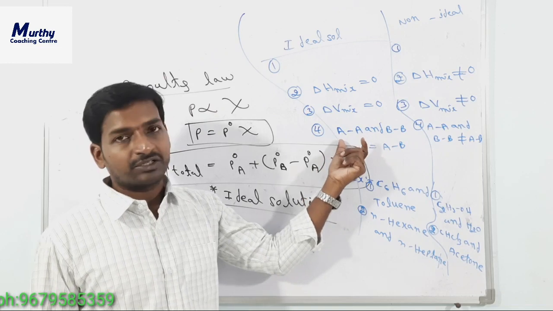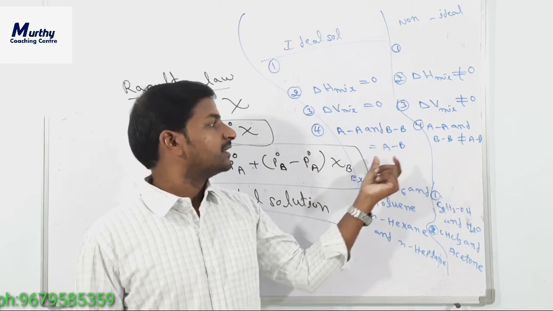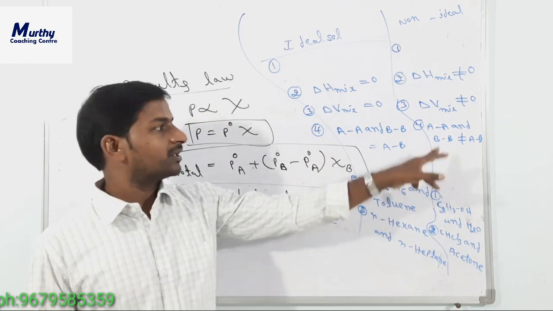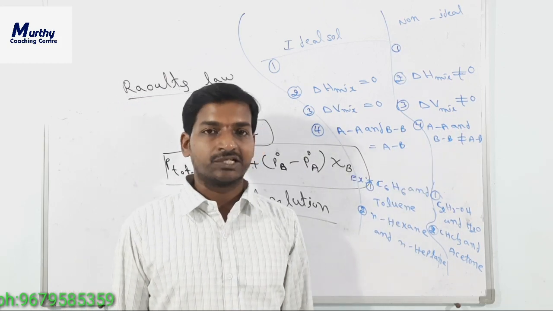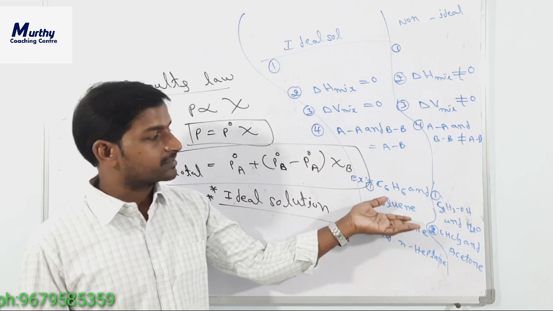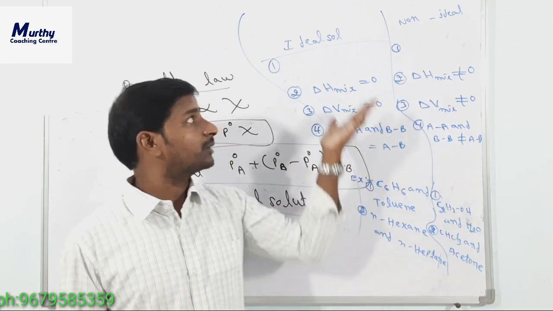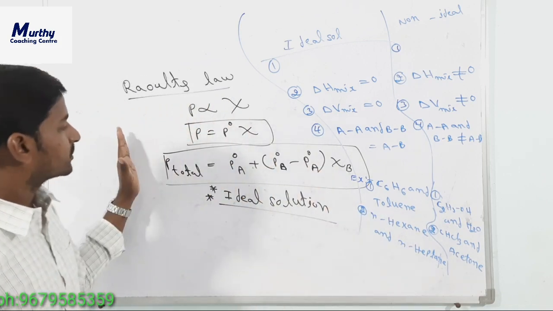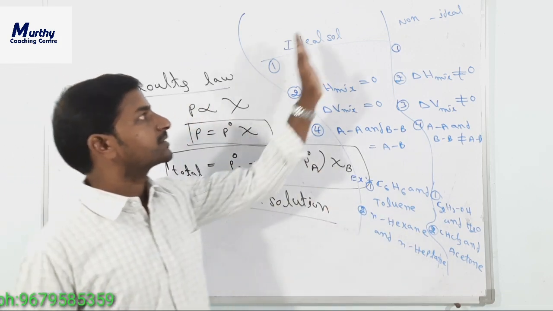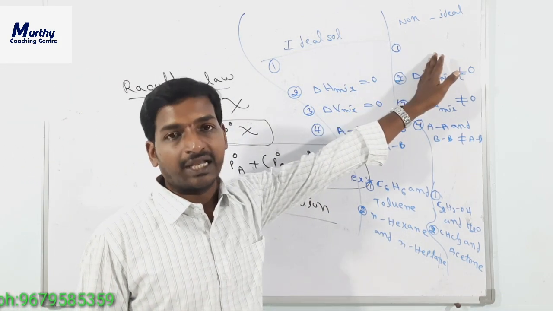Next, intermolecular forces AA and BB equal to AB is ideal. If the intermolecular forces AA and BB are not equal to AB, then we can say non-ideal solution. So remember at least 2 examples for the ideal solution and non-ideal solution. Clear? First one is Raoult's law, next ideal solution, next the difference between the ideal solution and non-ideal solution.